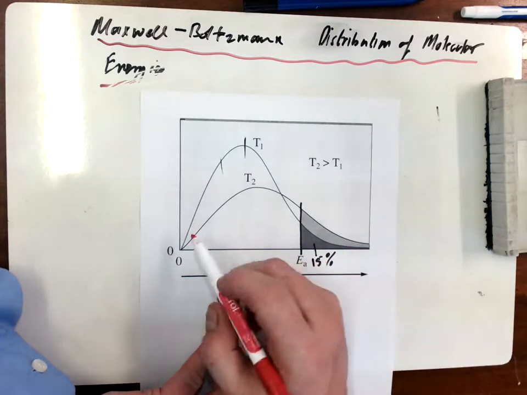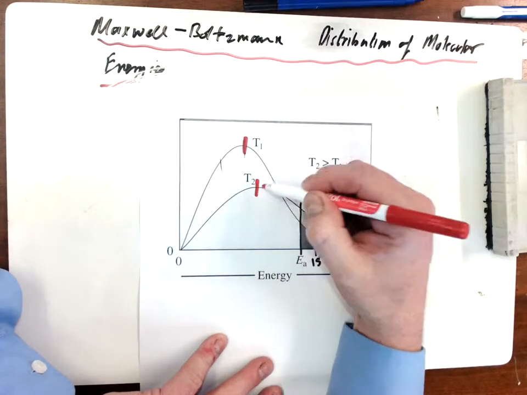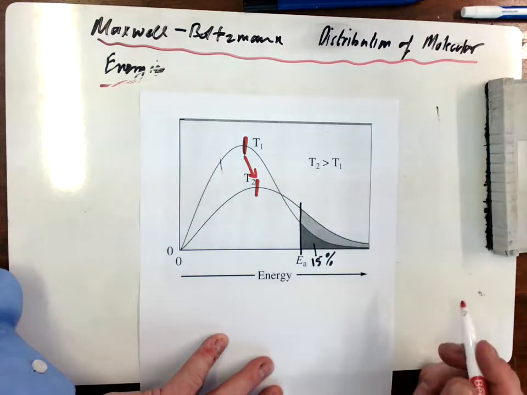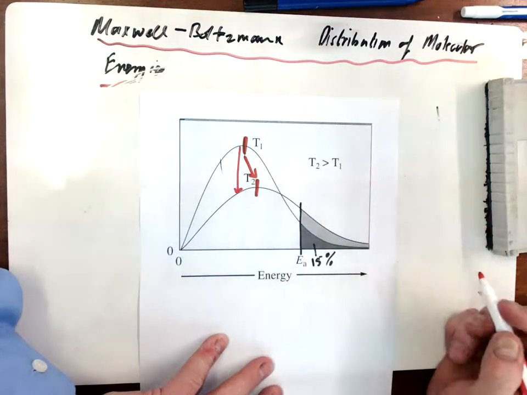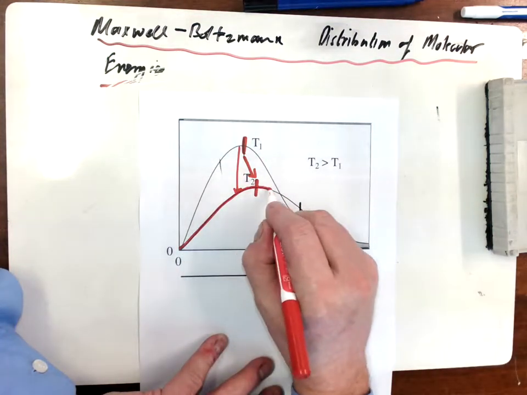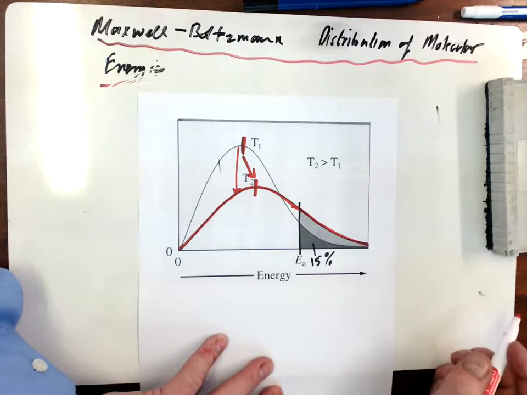But what happens in T2, and this is what you've got to show in your trace, is that the peak moves to the right a little bit, and obviously the peak moves down, and the whole graph in T2 here at the higher temperature, you will now see has flattened out a little bit.